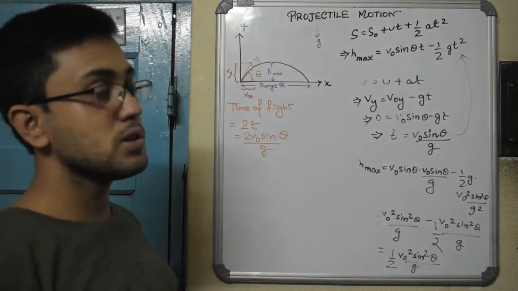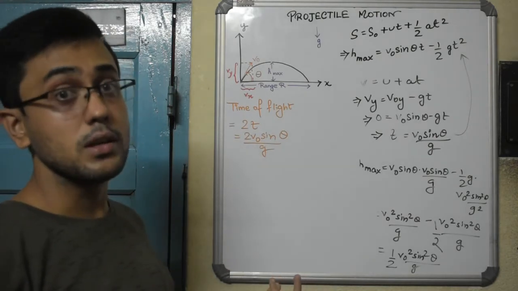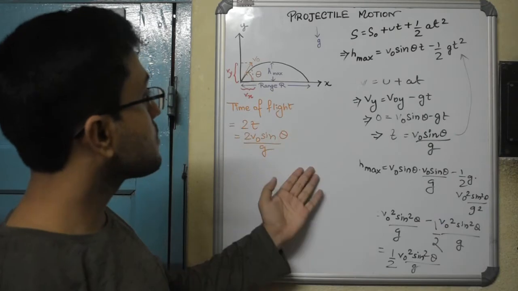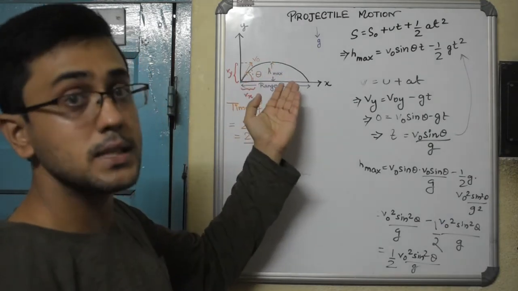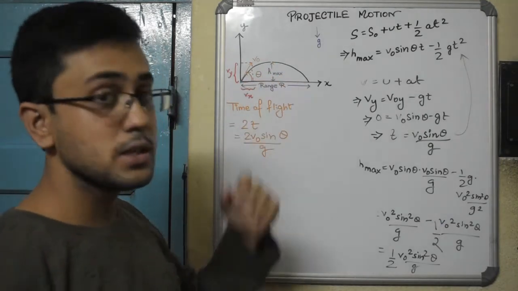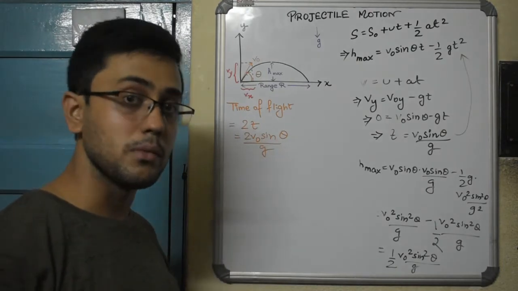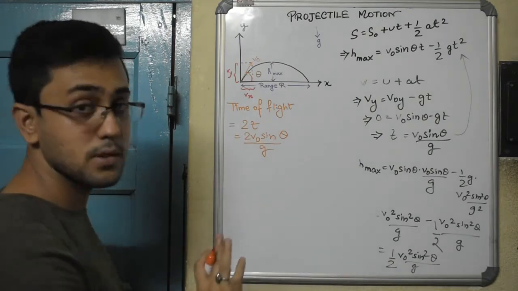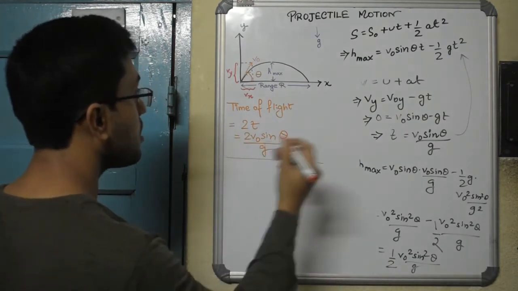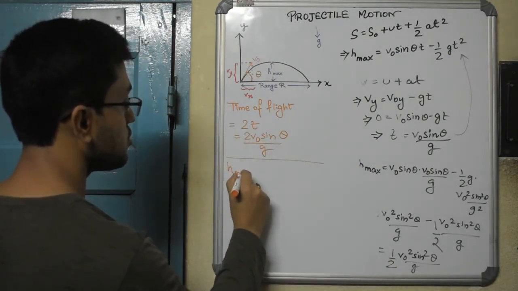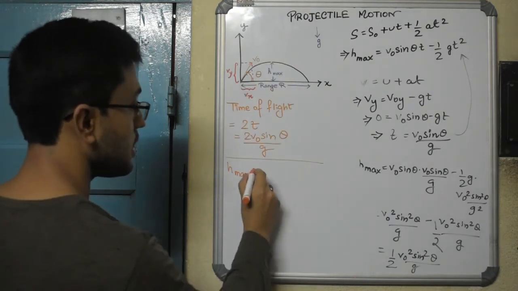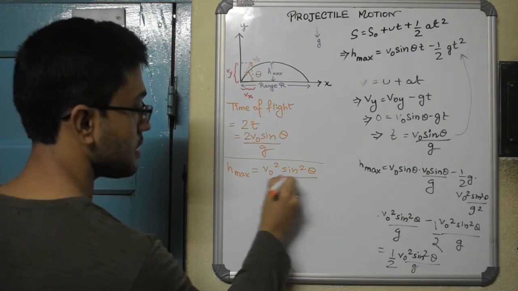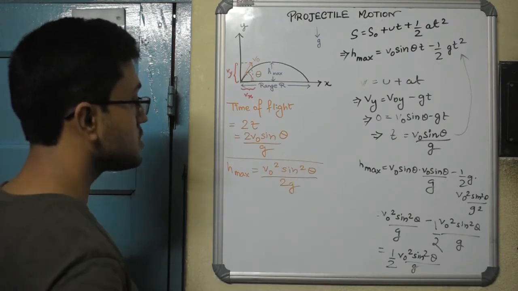And since this motion is taking place symmetrically in the absence of any friction or air resistance, the time that it takes for the projectile to reach the maximum height is the same as the time it takes for the projectile to come back to the ground from the maximum height. It's just like mirror images of each other. Therefore the total time is simply twice of this. And the maximum height to which the projectile can reach is equal to v0 squared sine squared theta divided by 2 times g.